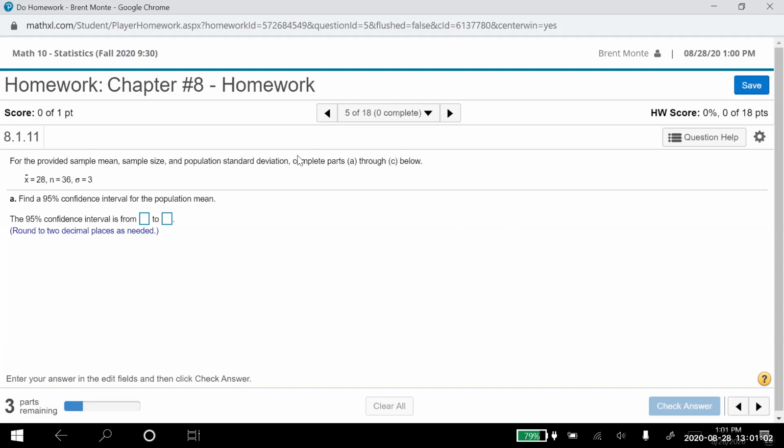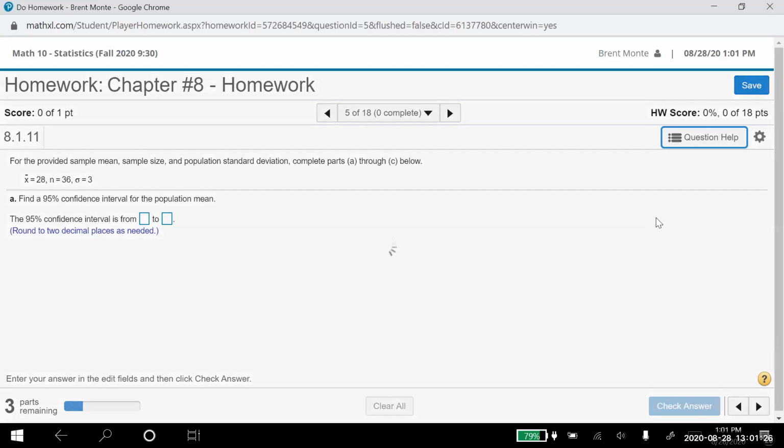Well, we have technology. We have StatCrunch. StatCrunch is going to do this for us. So that I don't have to memorize these numbers, I'm going to grab my phone and take a quick picture, and I'll get those values of x-bar, n, and sigma. And I'm going to go over here to question help. I want to open up StatCrunch.